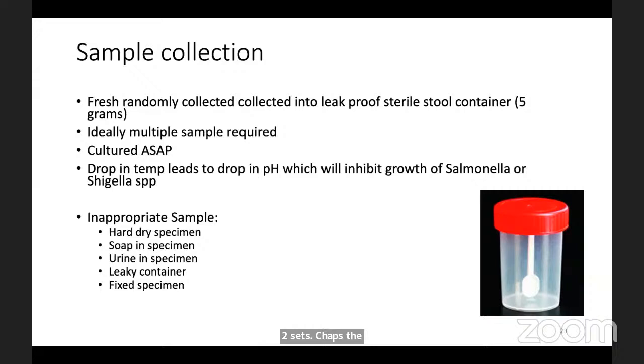One sample is not enough to rule out GIT because of the way the organisms are shed. So it is best to take multiple samples on different days, but not too much interval, to be able to get a positive stool culture. And once the sample is taken, it should be cultured as soon as possible. In fact, recovery of some of these isolates requires that the stool should still be warm.